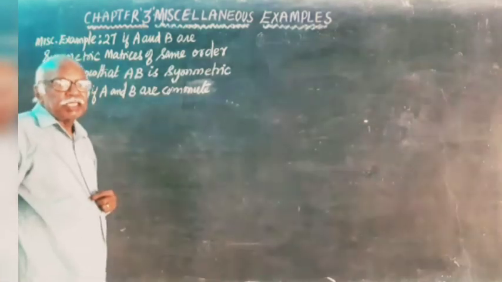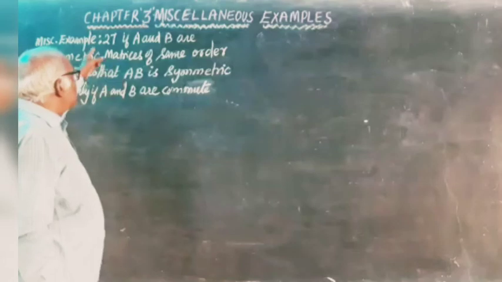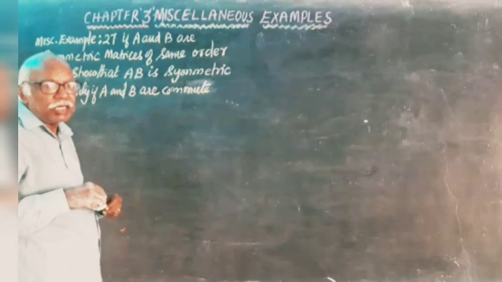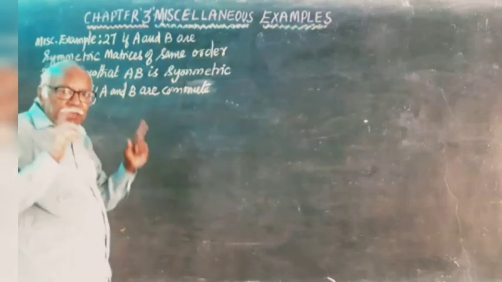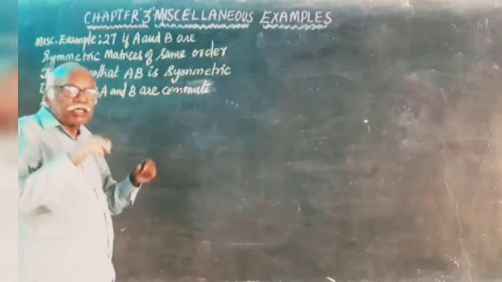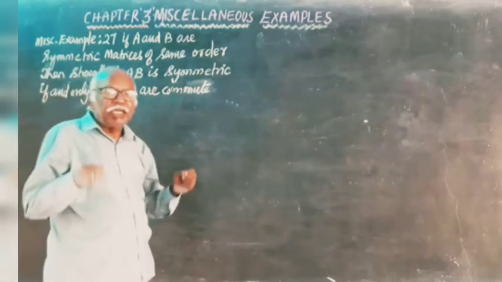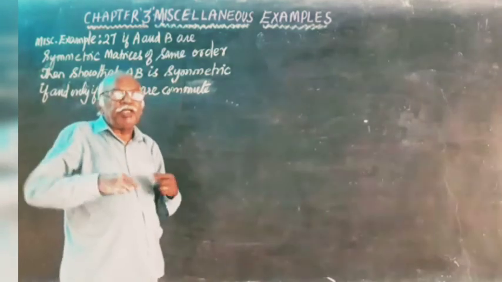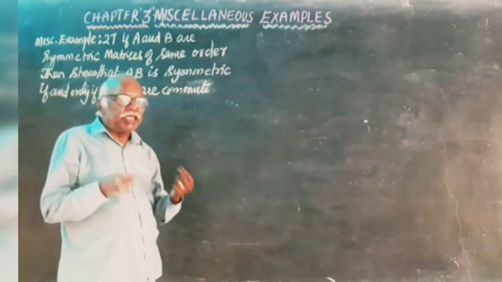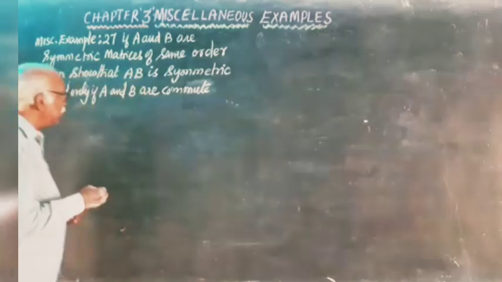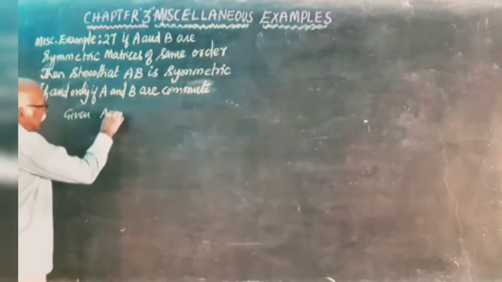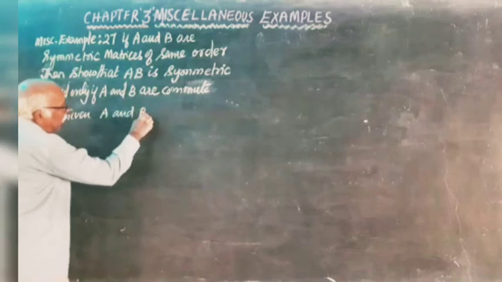Chapter 3, miscellaneous example. Example number 27. If A and B are symmetric matrices of same order, then show that AB is symmetric matrix if and only if A and B commute. A and B commute means A and B are commutative, satisfying the commutative property. If AB is equal to BA, then A and B are said to commute. Since given A and B are symmetric.